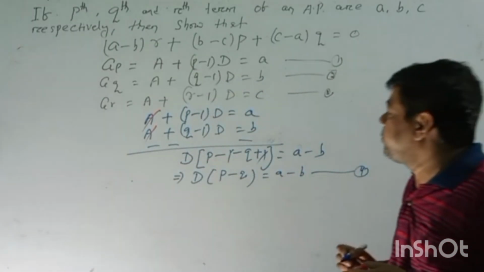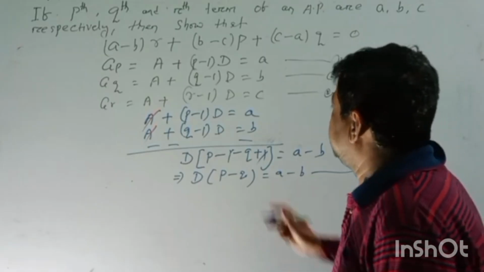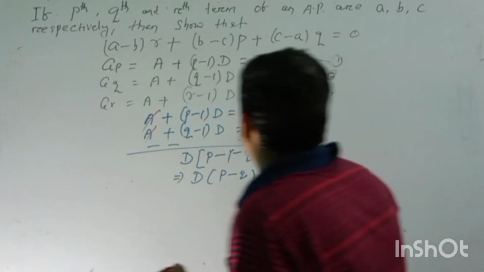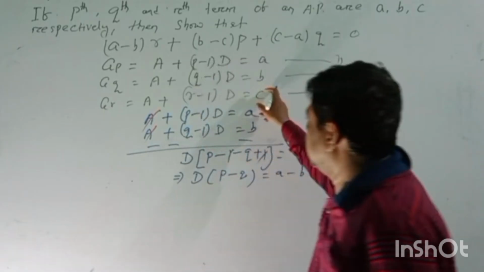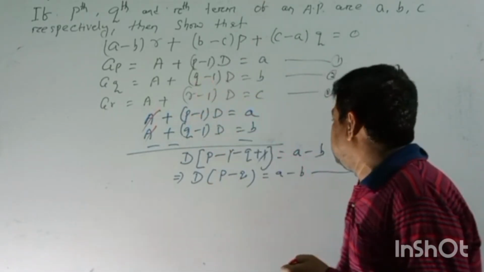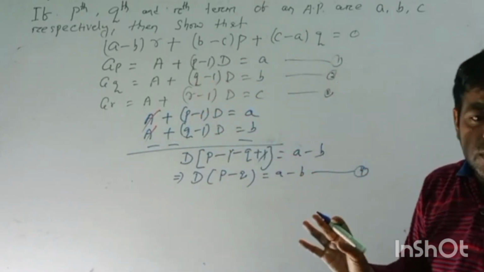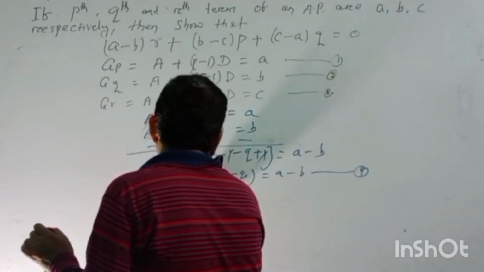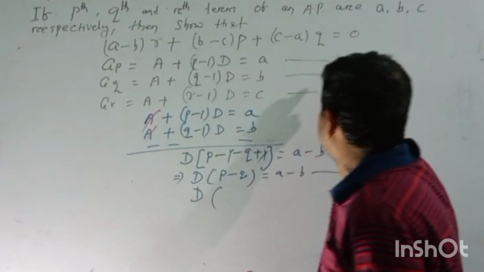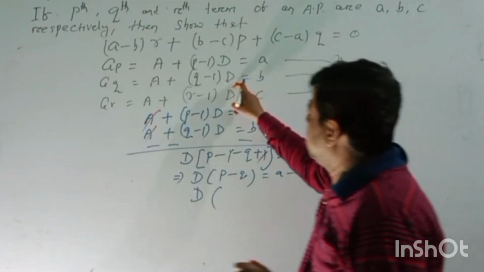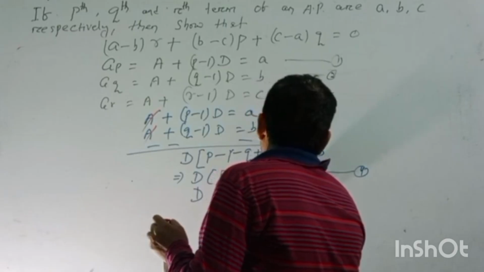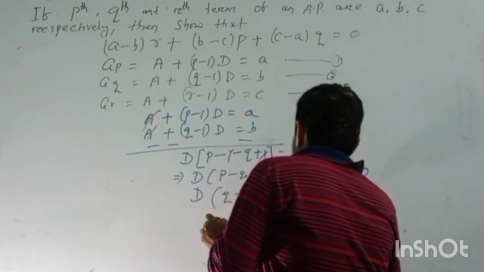Understand? Yes. Okay. Similarly, b minus c. Can you write here b minus c? It will be D whole into (q minus r). In a similar manner, can you write? Yes or no? So similarly, D whole into, you will subtract equations 2 and 3. You will get D whole into (q minus r) is equal to b minus c. Equation number 5.